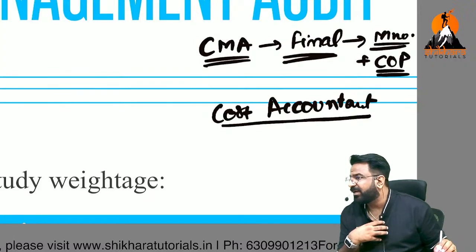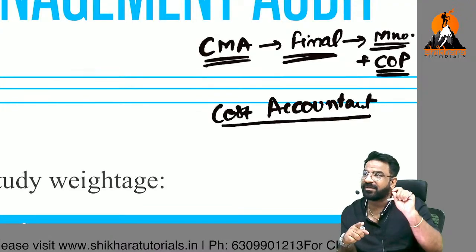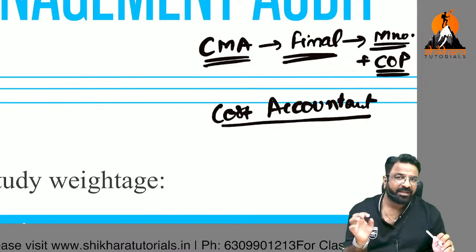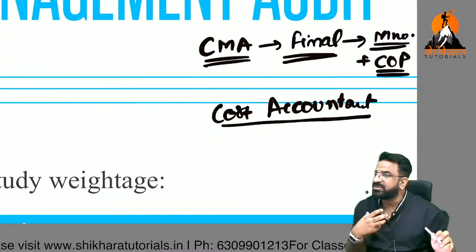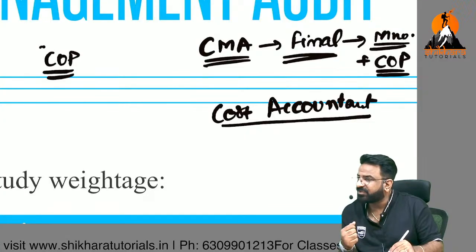Like I gave you my introduction. My name is CA Rohit Grover. I'm a qualified chartered accountant. What is the word I said? I'm a qualified chartered accountant. So when I'm using the word chartered accountant, it means I'm a COP holder. I'm a COP holder.